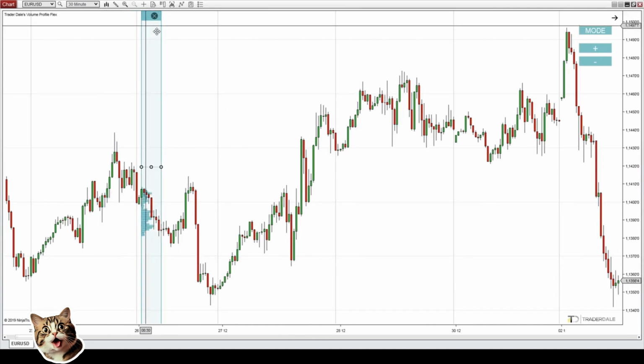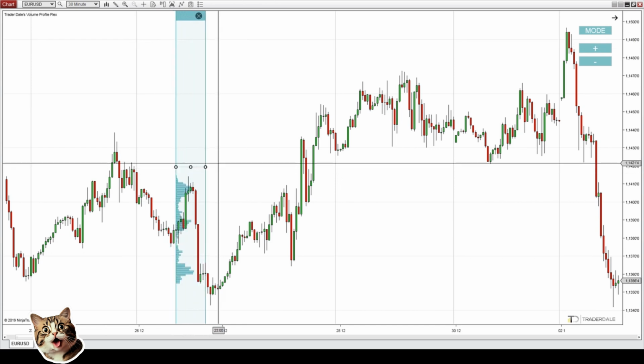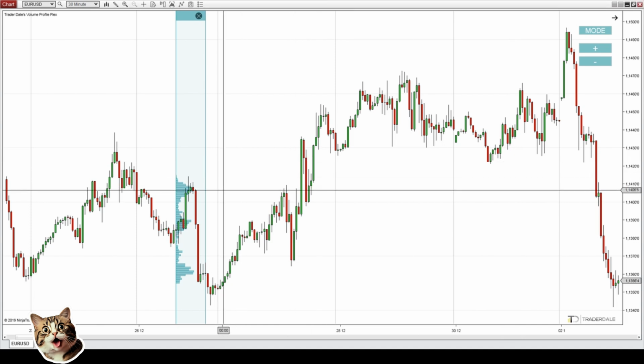So the next one is this one, this rejection of higher prices. Pretty clearly the heaviest volumes being in here. So let's draw a line there, and you wait for a pullback and you go short from there. This would be another nice winner from this volume cluster.